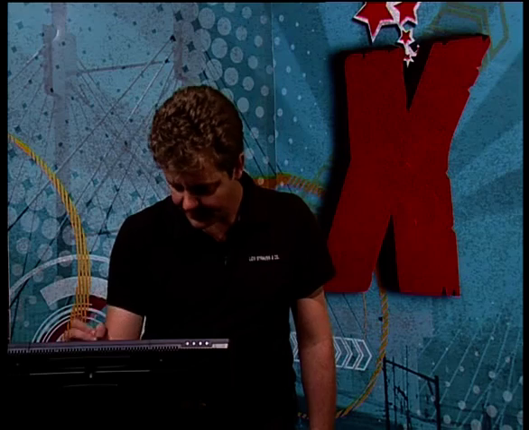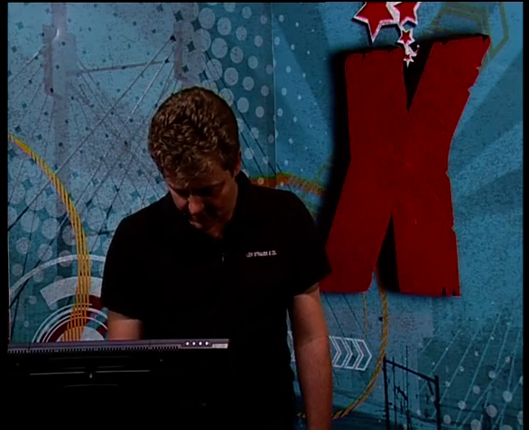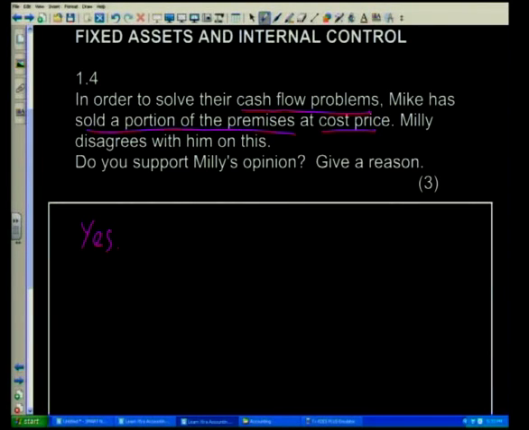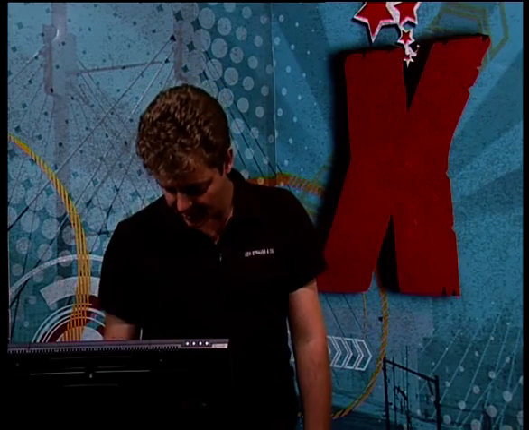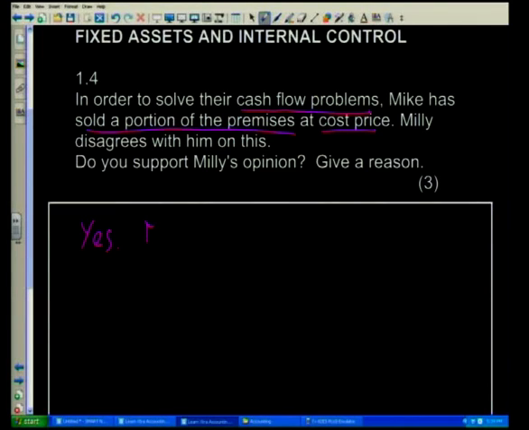Well, I think that a possible reason would be, we could say that he should not have sold this building or these premises at cost price, because land and buildings are scarce resources that constantly go up in value. Remember, we said at the beginning that land and buildings usually appreciate. So if he is selling these buildings at cost price, he is perhaps missing out on the opportunity of making a profit. So one possible answer that we could have said is, yes, we support Millie's opinion. Mike could have made a profit on the sale.